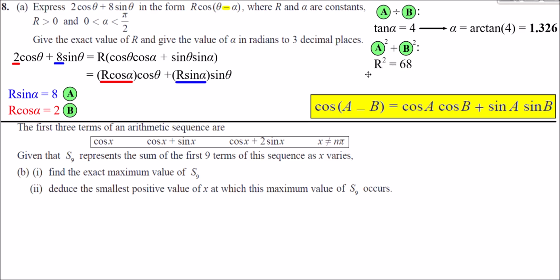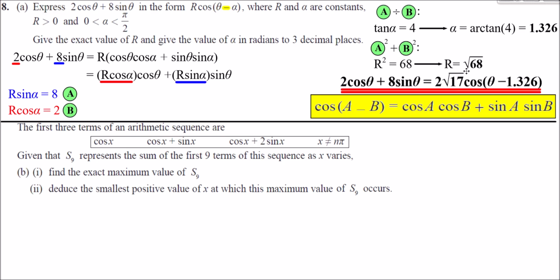We just get r squared is 68. 8 squared is 64, plus 2 squared, which is 4. 64 plus 4, hence 68. We need r in exact form, so not to decimal places, give it as an exact surd. So therefore r will be root 68, and then therefore in exact form we're going to have 2 cos theta plus 8 sine theta equals r, which is root 68.